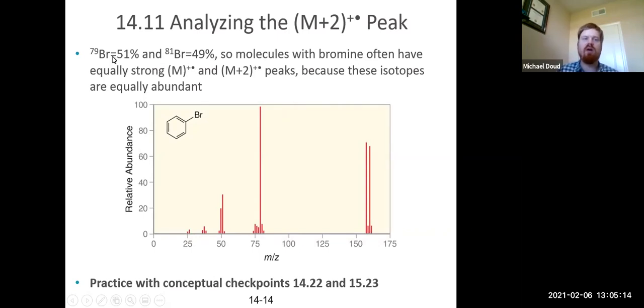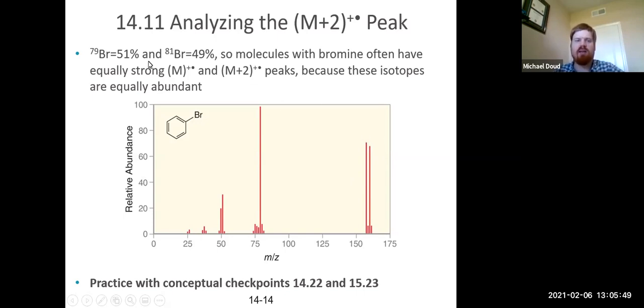Bromine has a similar thing going on, except it's even closer. You have bromine-79 and bromine-81. Bromine-79 is about 51% of all the bromine, and bromine-81 is about 49%. So you get an M and M+2 peak that are almost equally strong. Here's our parent peak, and then just 2 atomic mass units above that, we get about an equal peak. That tells us basically that you have bromine here. I hope that makes sense.